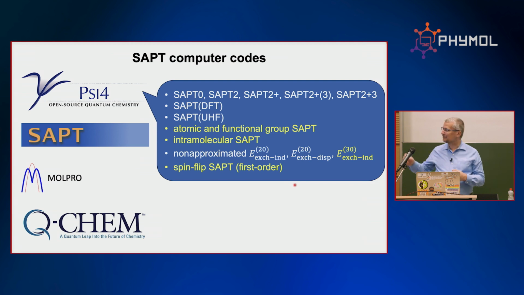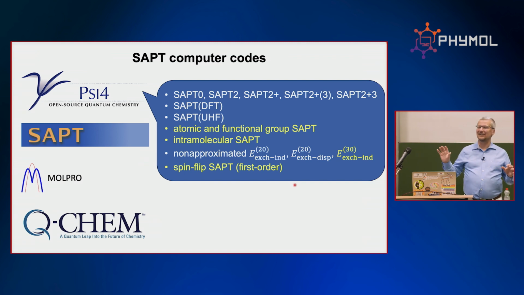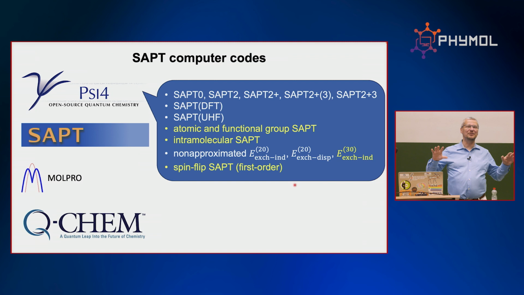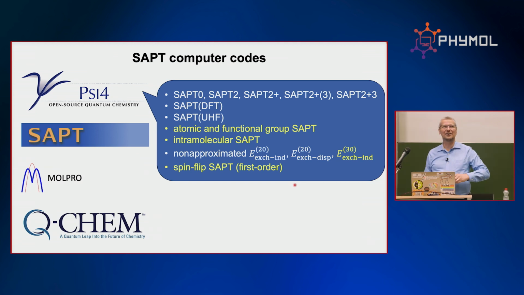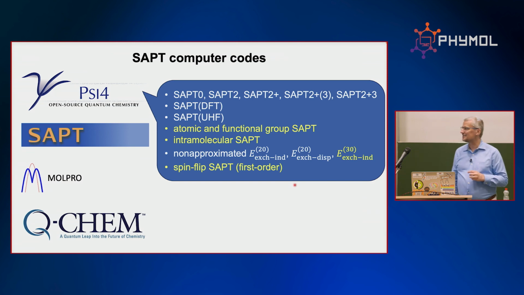For all of these programs, I wanted to list the capabilities. The stuff in white is the bread and butter typical SAPT variants, and the stuff in yellow are the capabilities that are unique to a specific code. I started with Psi4, and of course we will be using Psi4 today. It has all of the standard SAPT, as you see. It doesn't have all of the open-shell SAPT variants, but it has SAPT UHF. And it has some special things such as atomic and functional group SAPT and intramolecular SAPT that we will demonstrate later today. Let me postpone the specific explanation until we get there in our calculations.